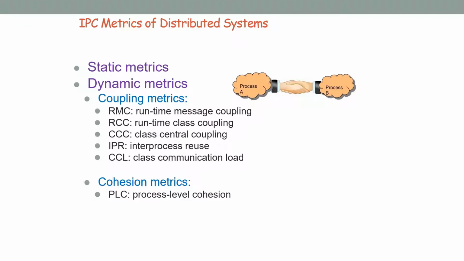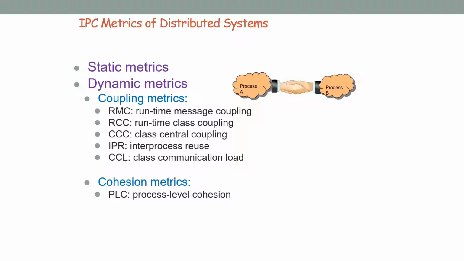In software measurement, there are two types of metrics, static and dynamic. Static metrics are relatively easier to compute but not suitable for measuring the dynamic behaviors of the software. Dynamic metrics complement in that regard, and they are more precise than static metrics. Given the importance of IPC in distributed systems and the advantage of dynamic metrics, in this work I focus on measuring IPC through dynamic metrics for distributed systems.